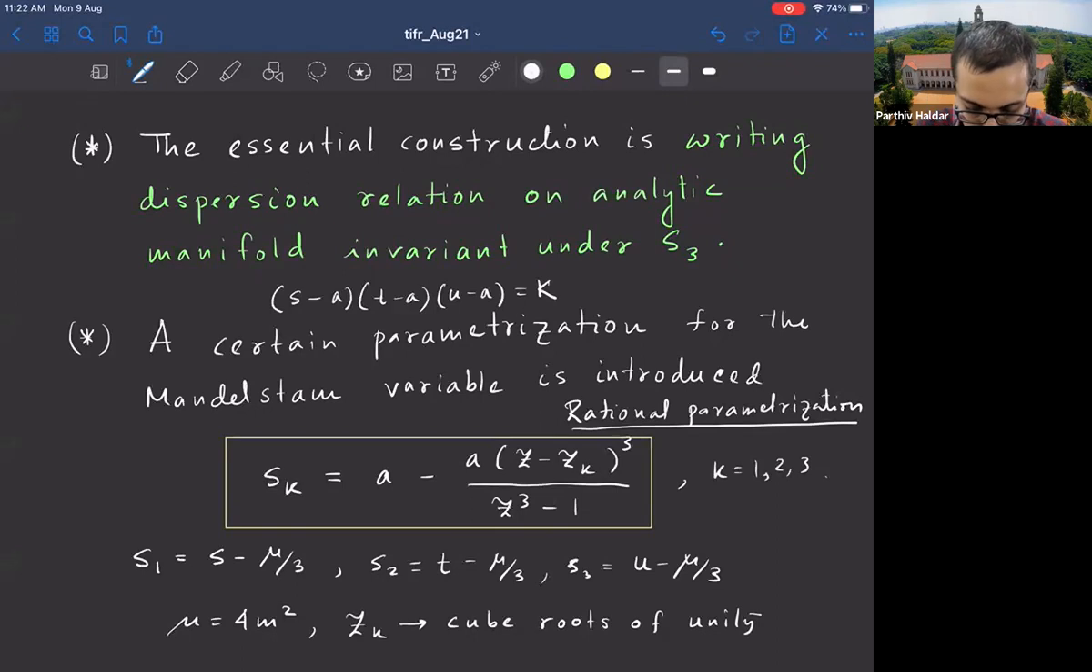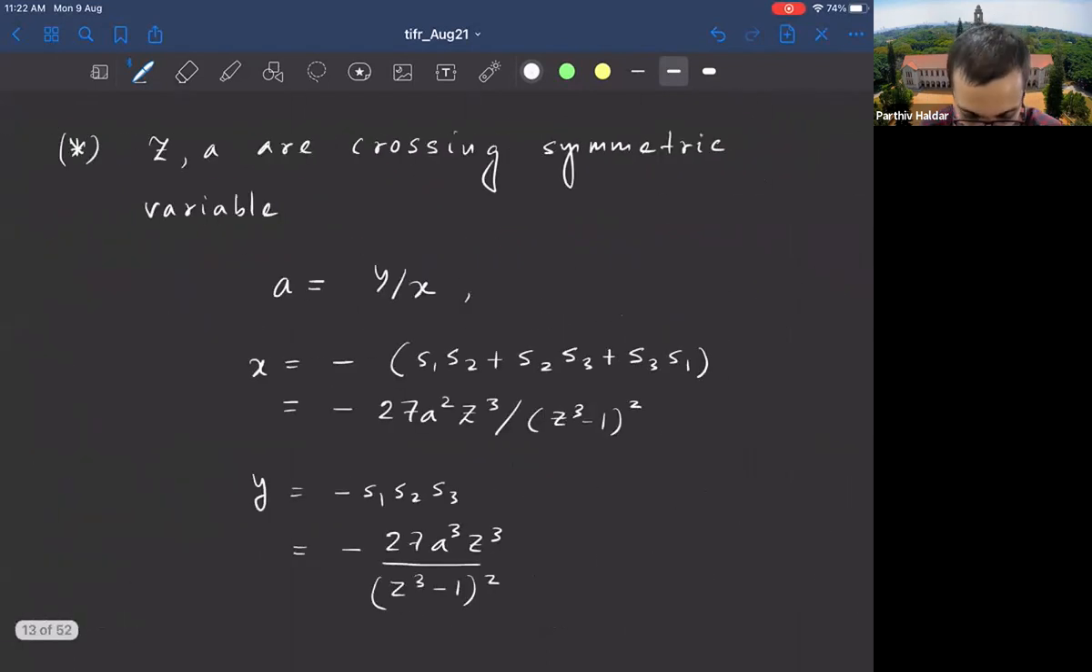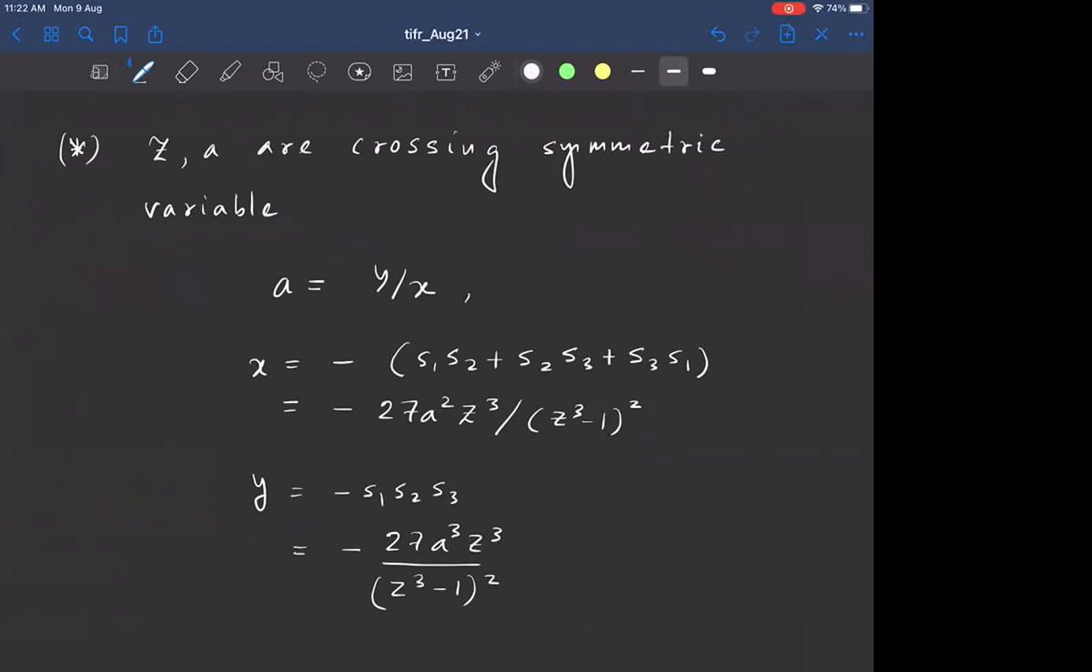So under this, this Z cube and A, they are actually crossing symmetric variables. In particular, they can be expressed in terms of the crossing symmetric combinations of these three S1, S2, S3 in this form. Sorry, Parthiv. I didn't understand your statement that this is done to avoid branch singularities.